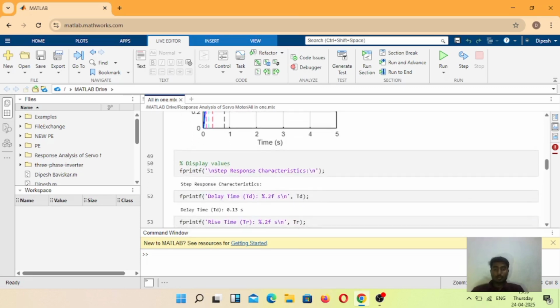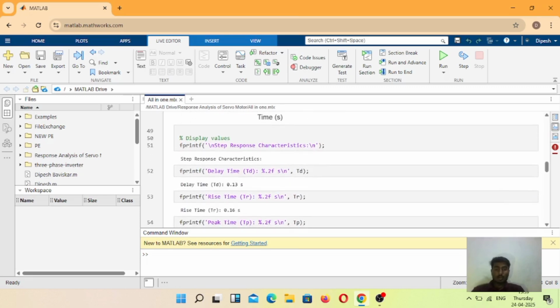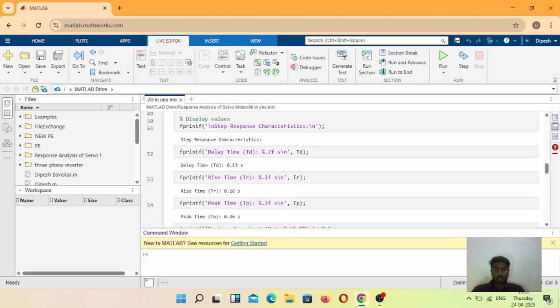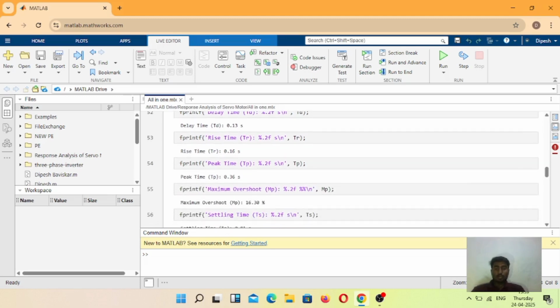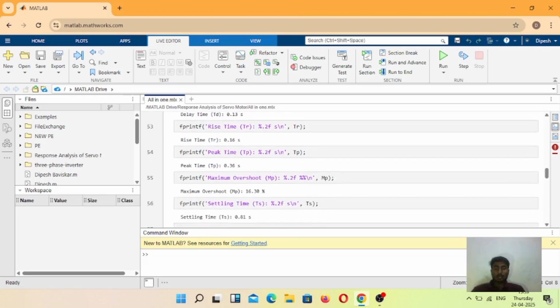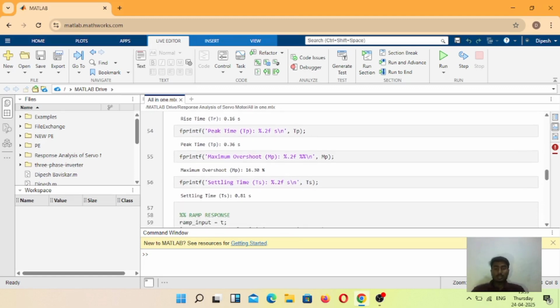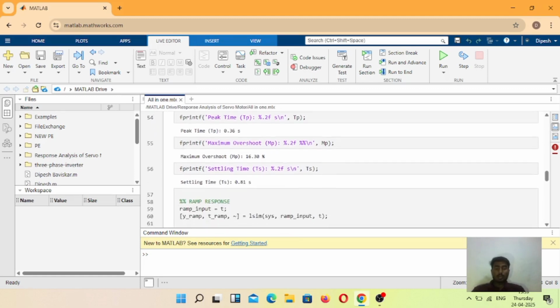I will show the values. Delay time is 0.13 seconds, rise time is 0.16 seconds, peak time is 0.36 seconds, maximum overshoot is 16.30%, and settling time is 0.81 seconds.